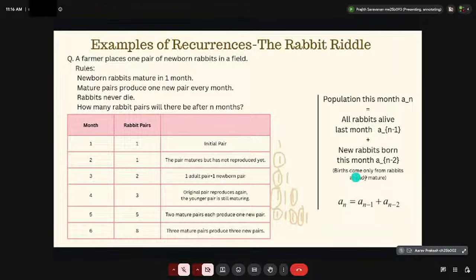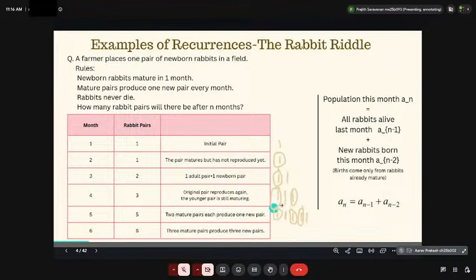So the rabbits which are already mature happen 1 month earlier. So we will have to add the previous 2 months to get our third month. So we can write this as this recurrence. There is no way of directly telling what is the number of rabbits in this month. However, we can solve this recurrence and then find the number of rabbits in any month M, which we will see in this lecture.